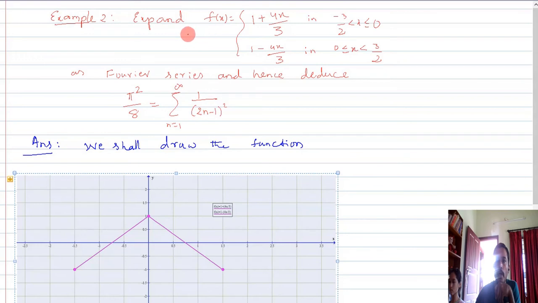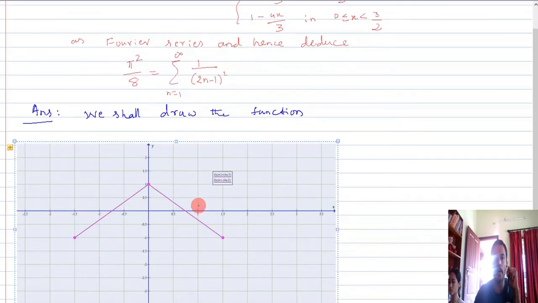Example 2. A function f of x is defined from minus 3 by 2 to plus 3 by 2, but it has two parts. One is from minus 3 by 2 to 0, where the function is 1 plus 4x by 3. Between 0 and 3 by 2, the function is 1 minus 4x by 3. And also I have to deduce something: pi square by 8 as summation of 1 by 2n minus 1 whole square from n equal to 1 to infinity.